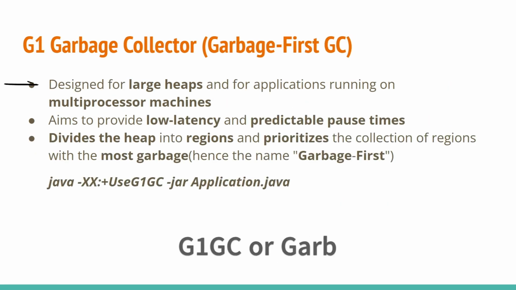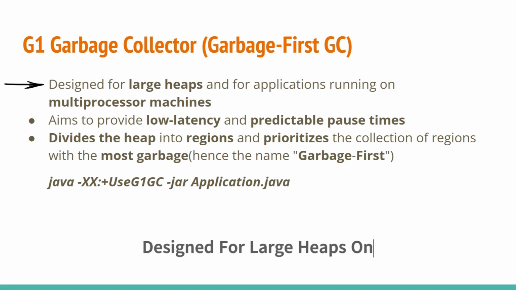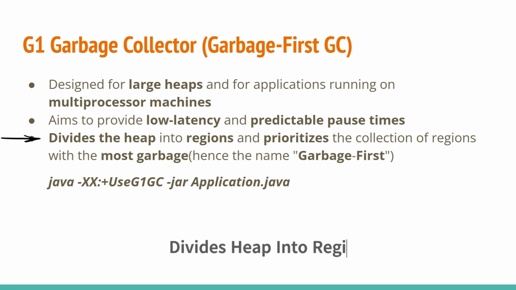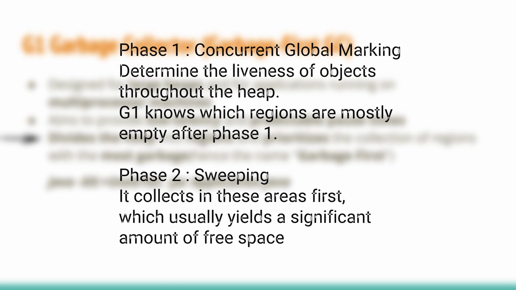Next is G1 garbage collector. It is also known as garbage first GC. The G1 garbage collector is designed for large heaps and aims to provide low latency and predictable pause times. It divides the heap into regions and prioritizes the collection of the region with the most garbage, hence the name garbage first. When performing garbage collections, G1 starts with a concurrent global marking phase, phase 1, known as marking, to determine the liveness of the objects throughout the heap. After the mark phase is complete, G1 knows which regions are mostly empty. It collects in these areas first, which usually yields a significant amount of free space.